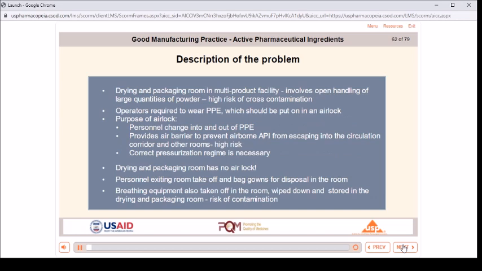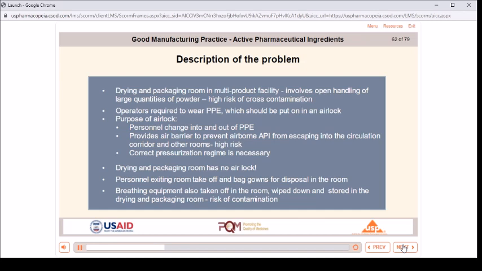The problem concerns a drying and packaging room in a multi-product API manufacturing facility. In this area, in particular, the risk of cross-contamination is higher than in reactor rooms and other areas. Drying and packaging involves open handling of large quantities of powder. A large amount of powdered API is often discharged into the room.